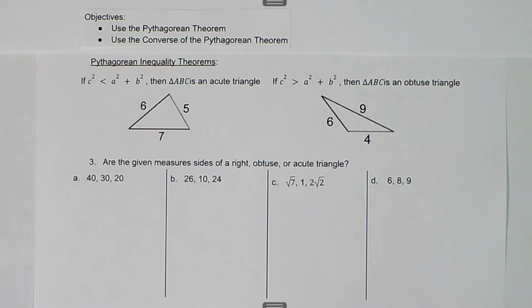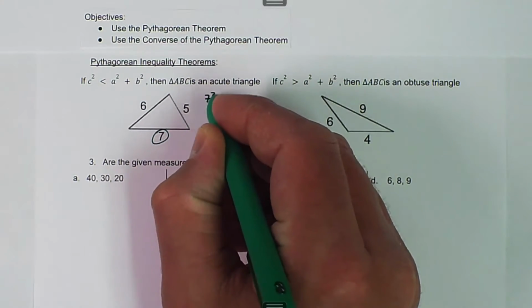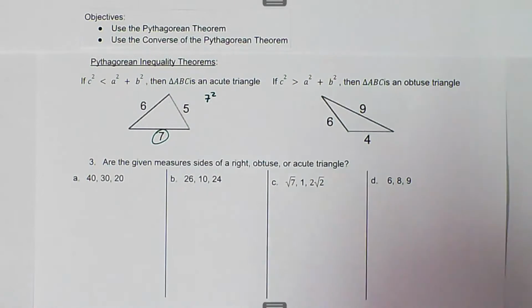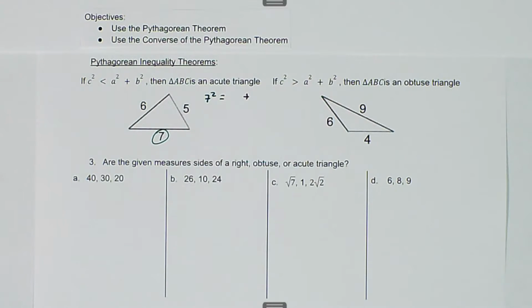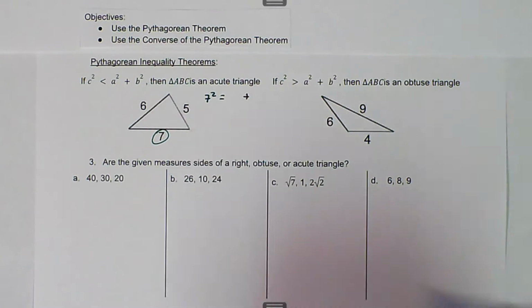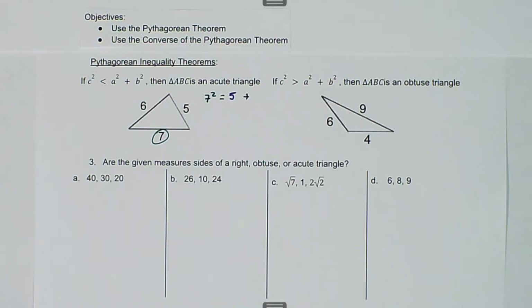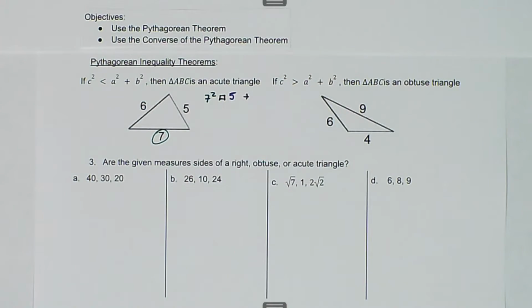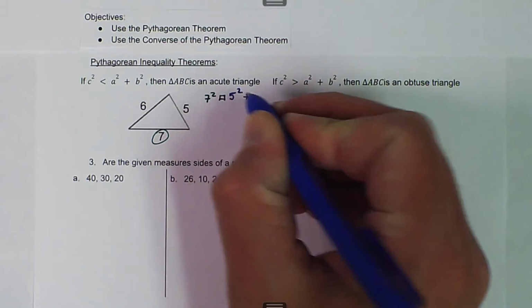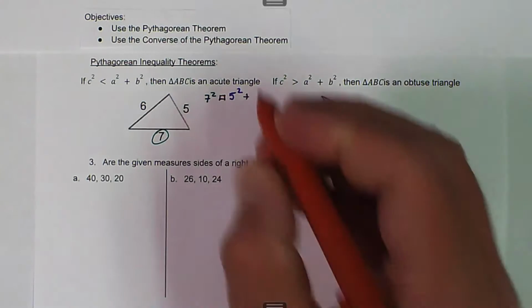So again, if this is a right triangle, the longest side has to be the hypotenuse. So we can say 7 squared is equal to the other two added together. So we're not checking to see if it's equal to; we want to check what sign is going to go there. So 5 squared and 6 squared are the legs.